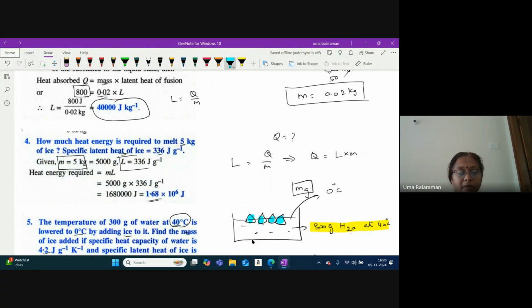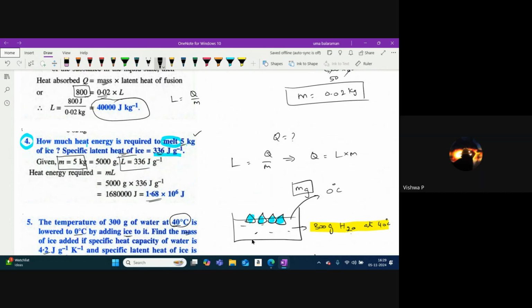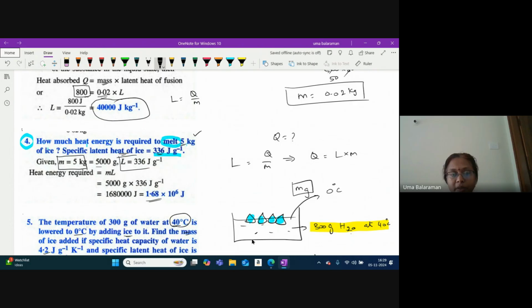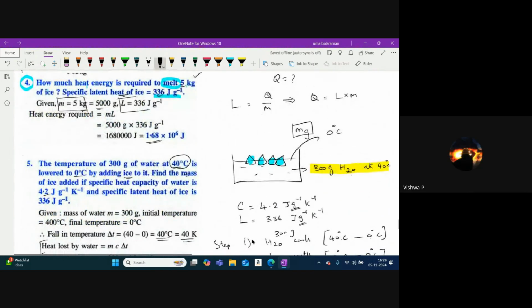Look at this question. What is the heat energy required to melt 5 kg of ice? This is only phase change involved, melting from solid to liquid. They've given specific latent heat of ice is 336 joules per gram. If they give it in kg, you can preserve it in kg. If they give it in gram, convert it into gram. Yeah, ma'am, I understood this. Okay, this was a simple question.